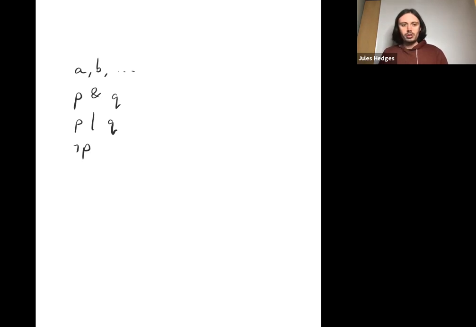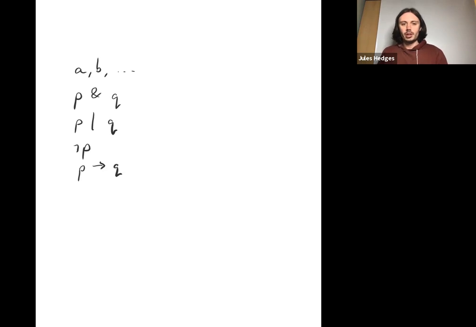I'm going to introduce one more way of constructing formulas that you might not have seen before, which is P implies Q, drawn as a little arrow. Let me draw that a little bit more clearly. P implies Q. You can also read it as if P, then Q, or if P is true, then Q is true.